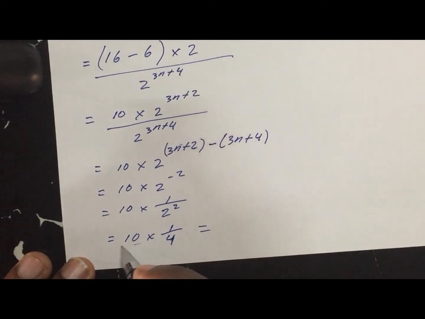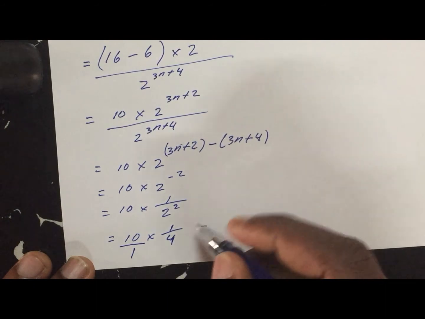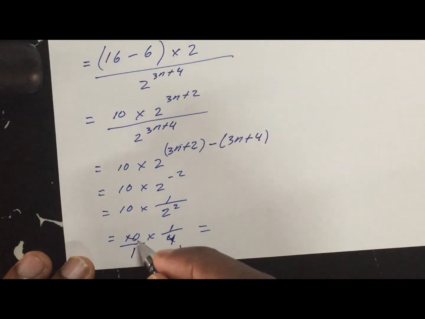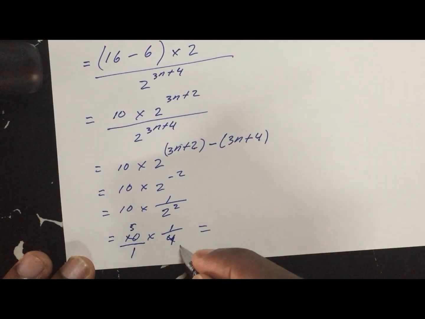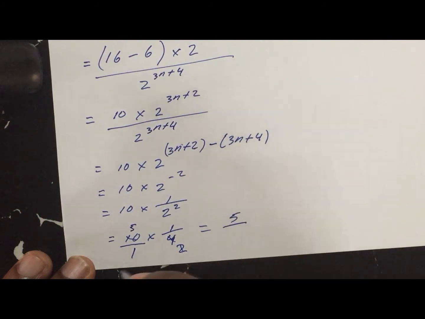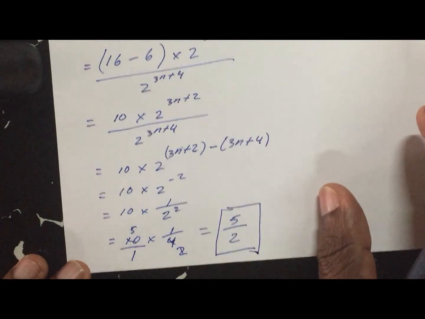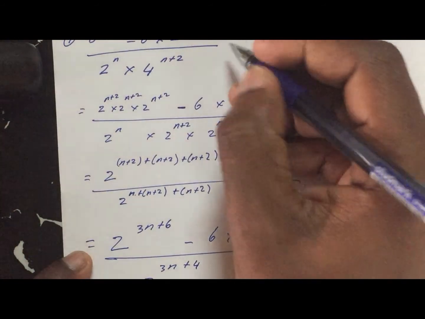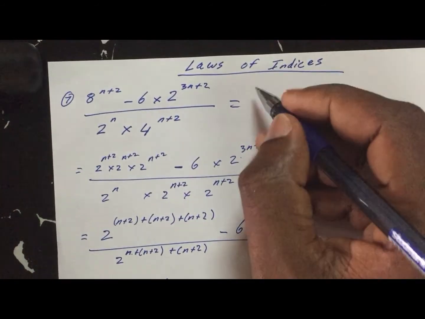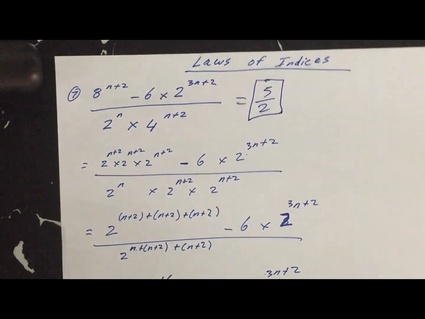Alright, if you don't know that, we can just do it simply like this. 10 upon 1 times that gives us 2 ones are 2, 2 twos are 4, 2 fives are 10. So we have 5 ones, 5 upon 2. This is our answer. So let us go back. So here we have 5 upon 2.